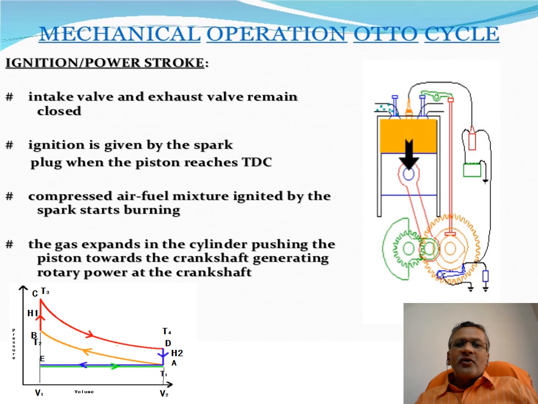Mechanical operation of the Otto cycle. So first is the ignition stroke. Intake valve and exhaust valve remain closed. Both the valves must be closed. Ignition is given by the spark plug when the piston reaches TDC. The compressed air-fuel mixture is ignited by the spark and starts burning. The gas expands in the cylinder, pushing the piston towards the crankshaft, generating rotary power at the crankshaft.